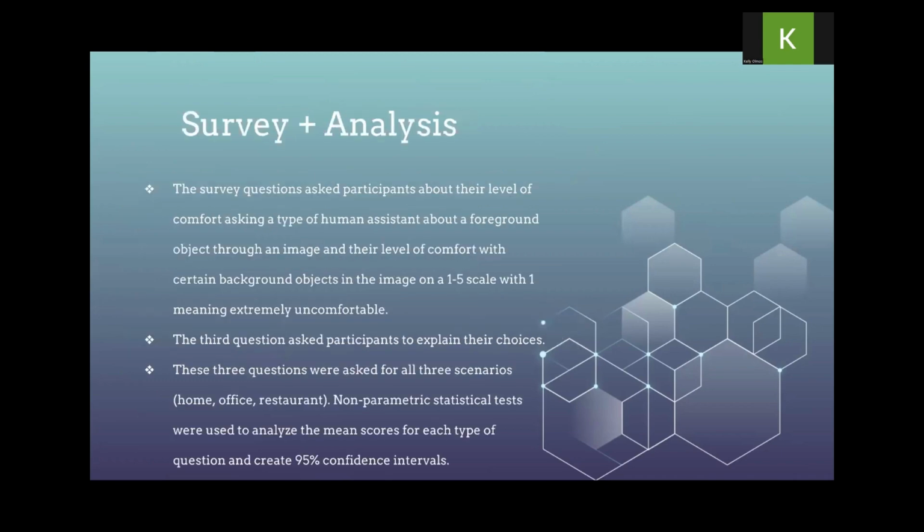The survey questions asked participants about their level of comfort asking a type of human assistant about a foreground object through an image, and their level of comfort with certain background objects in the image, on a scale of 1 to 5, with 1 meaning extremely uncomfortable and 5 meaning very comfortable. The third question asked participants to explain their choices, and these 3 questions were asked for all 3 scenarios: home, office, and restaurants. The analysis was conducted through non-parametric statistical tests for the mean scores on each type of question to create 95% confidence intervals.